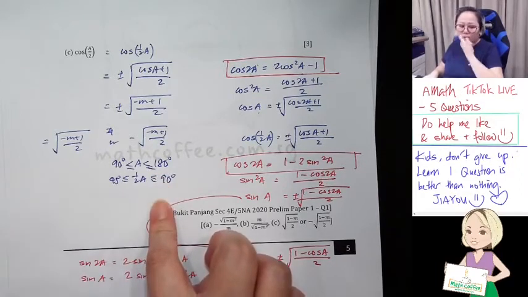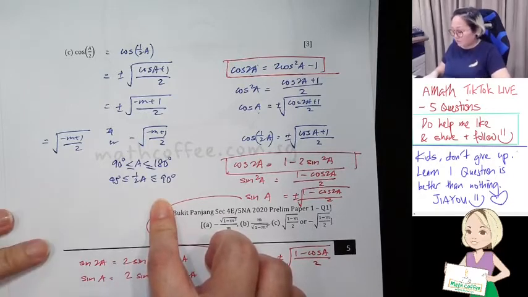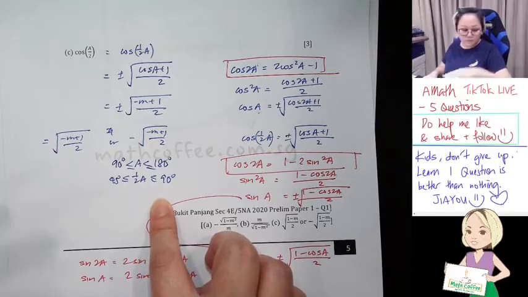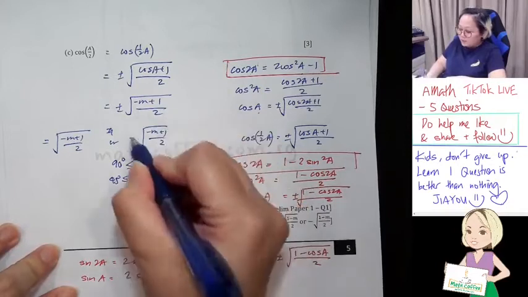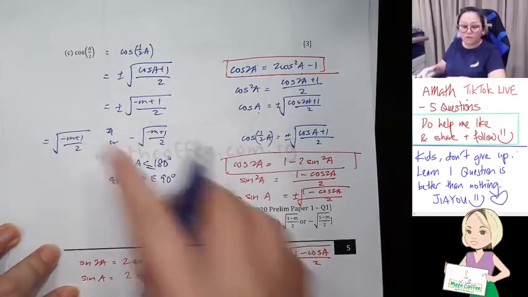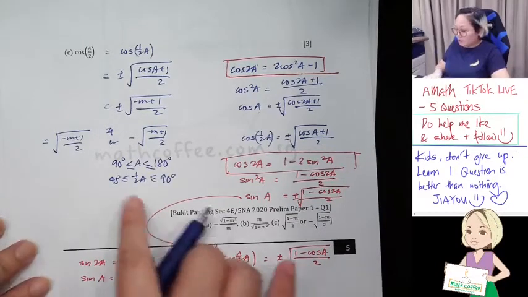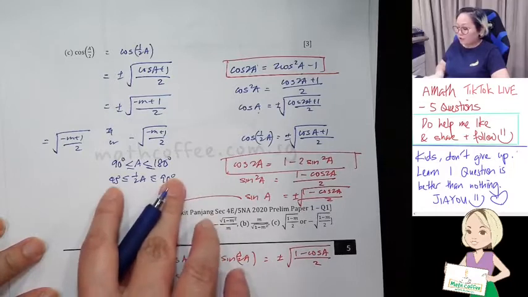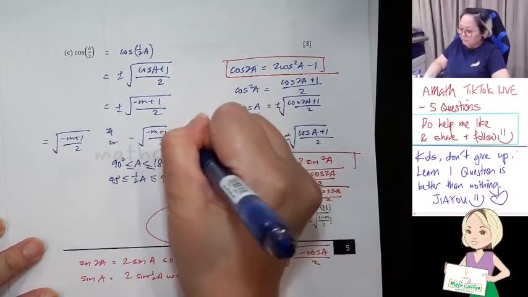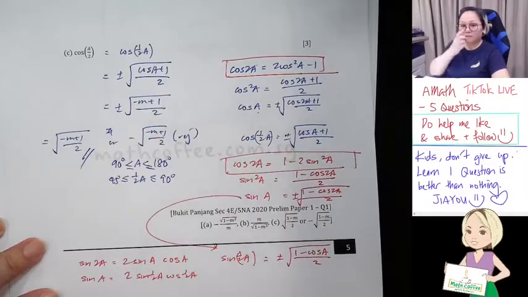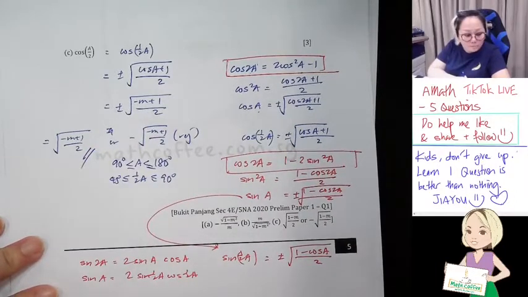Huh? M is more than 1? What are you talking about? What imaginary? No, we don't bother about the m thing. Just take it as this one is a negative value, this one is a positive value. Okay? So we know that half A is in the first quadrant, and that's why we will reject the negative and we will accept the positive value.